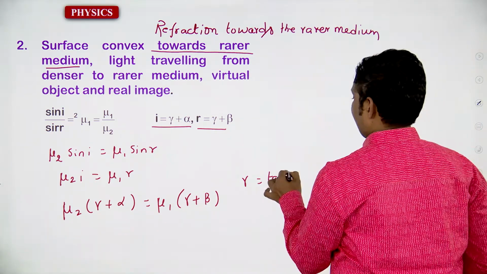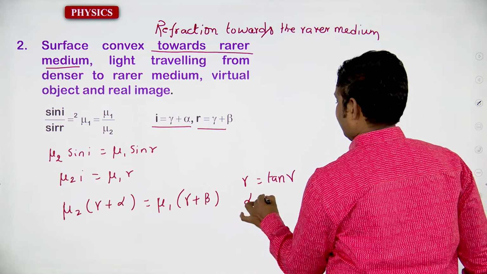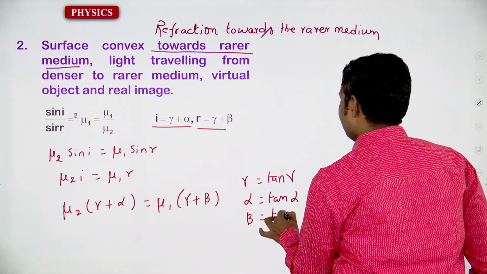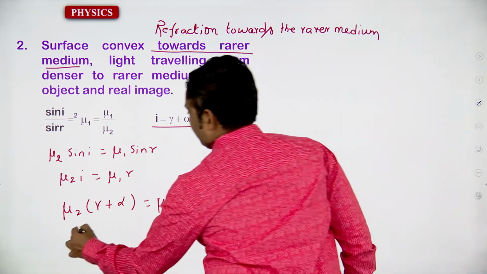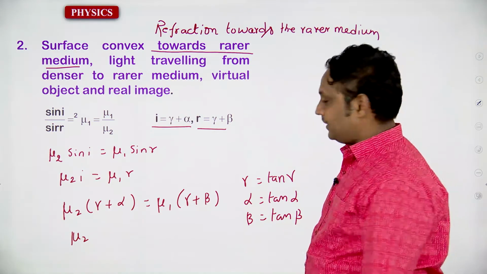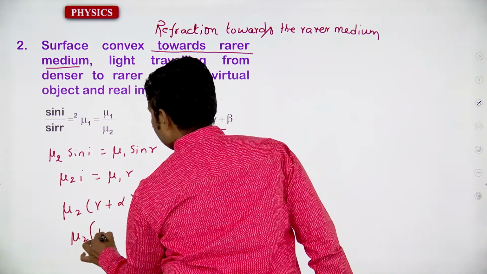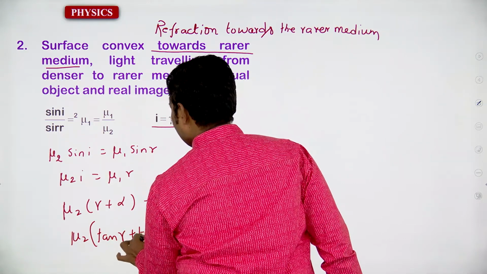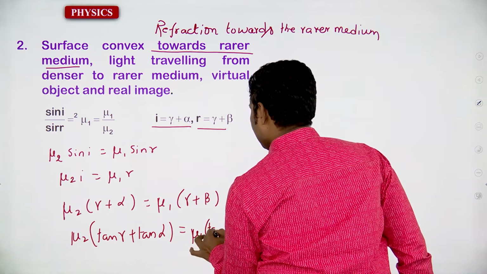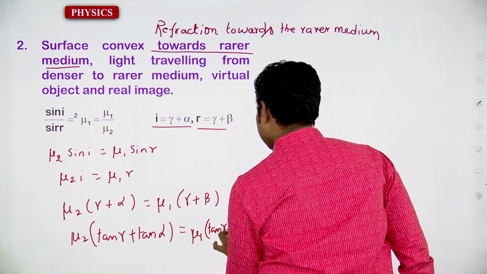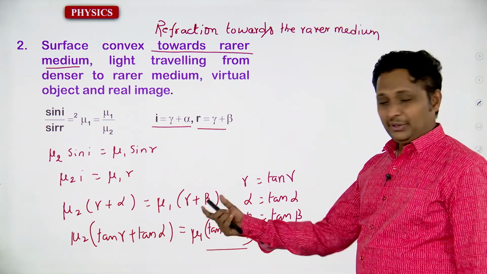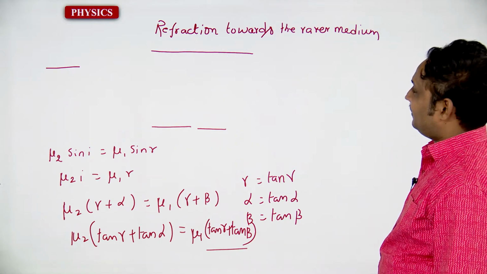Alright. Yes, alpha is equal to tan alpha, beta is equal to tan beta. It's very clear. Now if you are going to get this one, mu 2, it's going to be tan gamma plus tan alpha is equal to mu 1 into tan gamma plus tan beta. Just take that. You can see that figure.